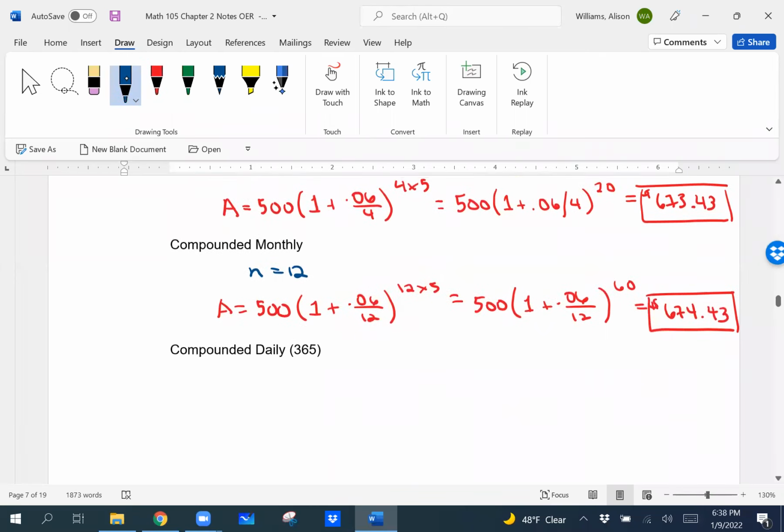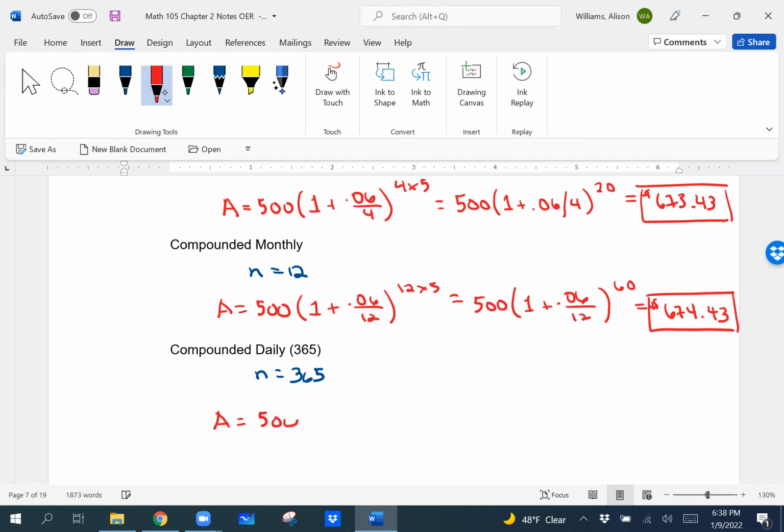All right, daily. Now we're going to assume daily is 365. That isn't always the case, especially with accounting. So if you've taken an accounting class, they might do that a little differently. We're going to just do 365 just to make it easy in case people haven't taken accounting. We're not going to go into that. So we're going to do this.